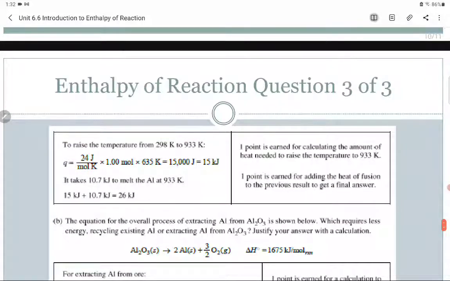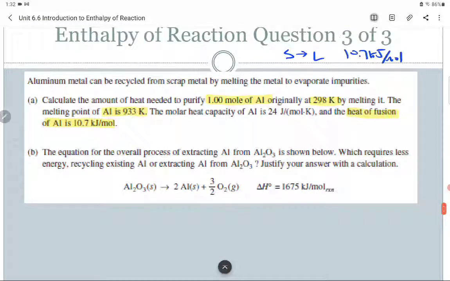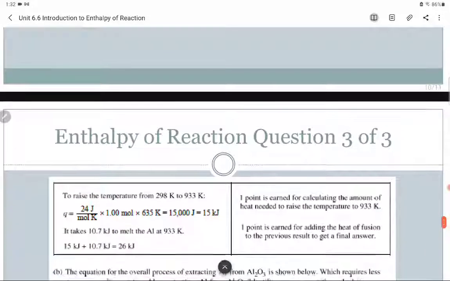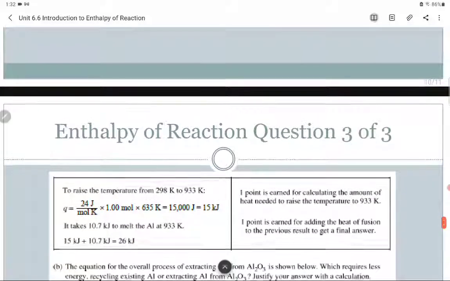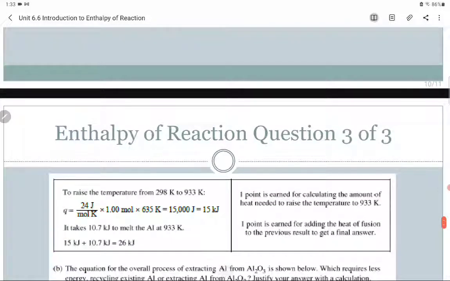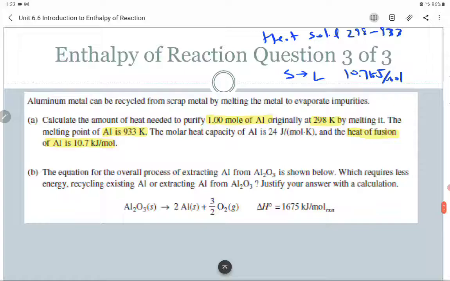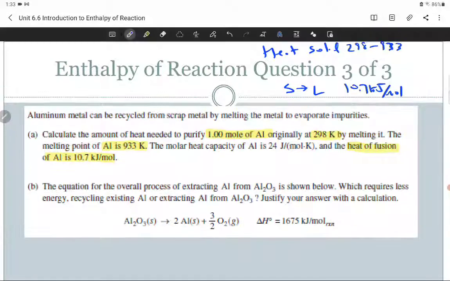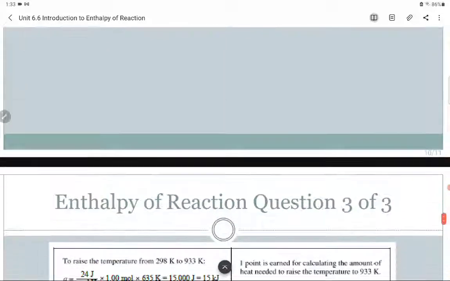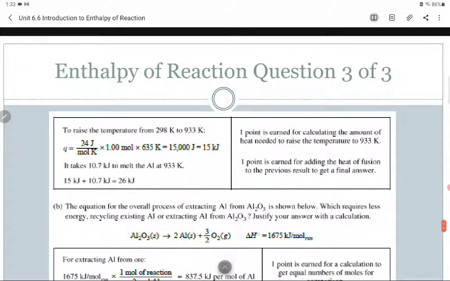Okay, so the 24 kilojoules per mole Kelvin, that's the heat of fusion. And do they have the right units there? 10.7. Whoops, I'm looking at the wrong spot here. Molar heat capacity, sorry. Apologies. So 24 joules per mole Kelvin. That's related to a specific heat. A little bit different units there, but so 24 joules per mole Kelvin.